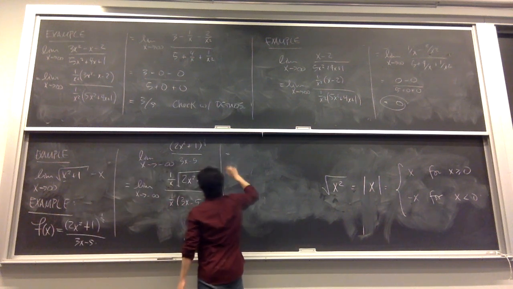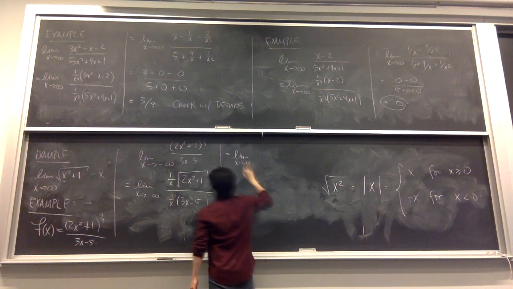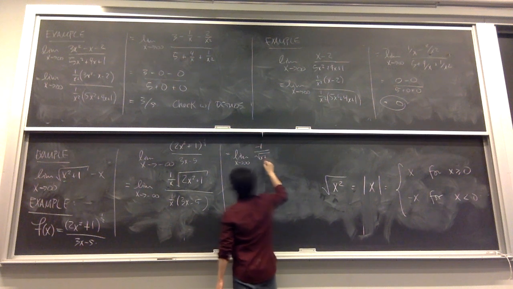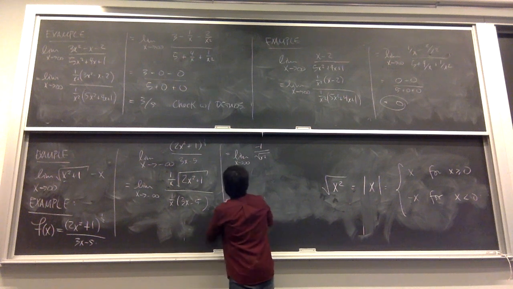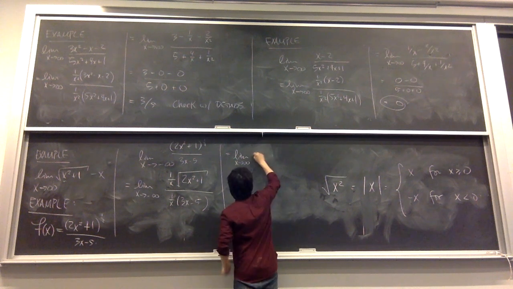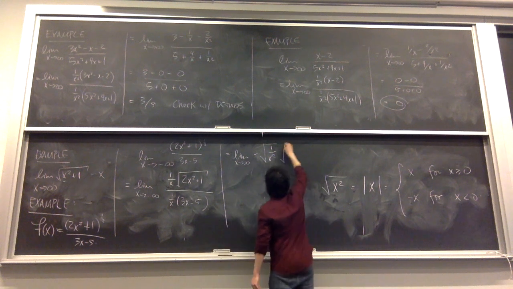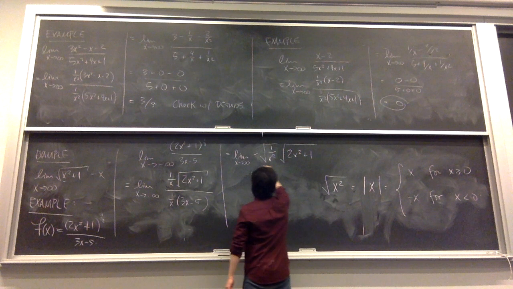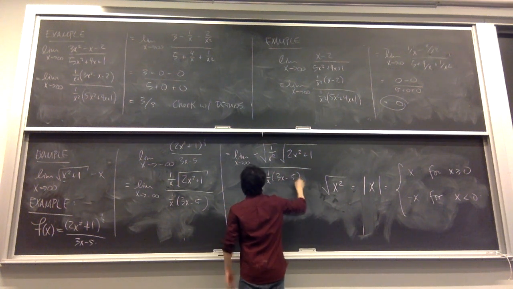So here we have the limit as x goes to minus infinity of minus 1 over the square root of x squared. I guess I should put all of that in a square root. It's going to be minus 1 over x squared like this, times 2x squared plus 1. This is all going to be over 1 over x, 3x minus 5.